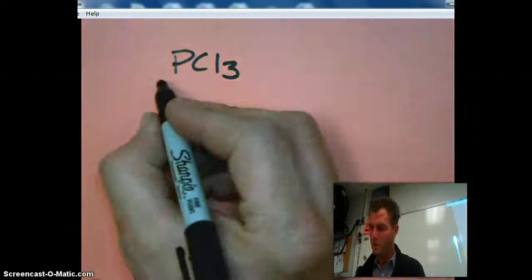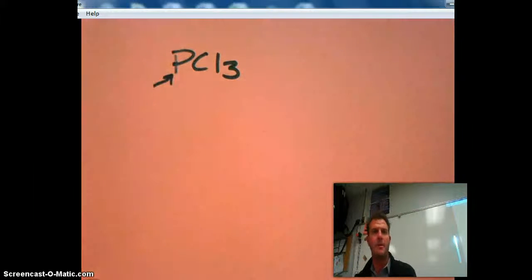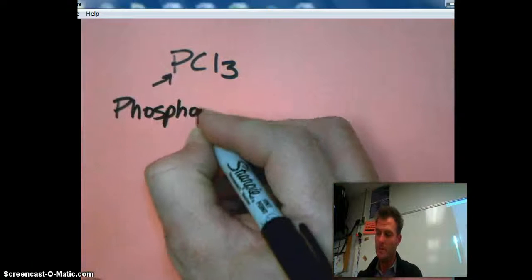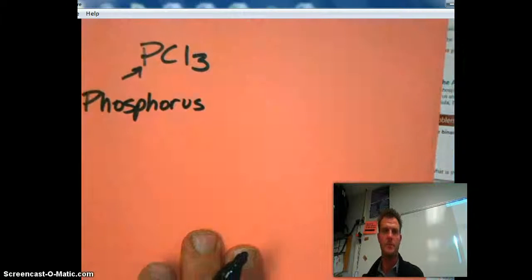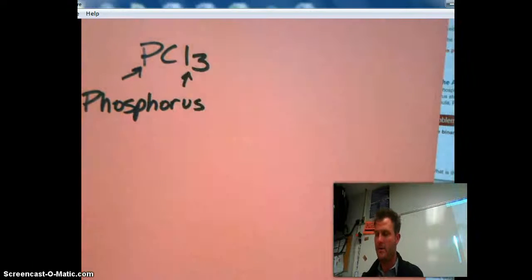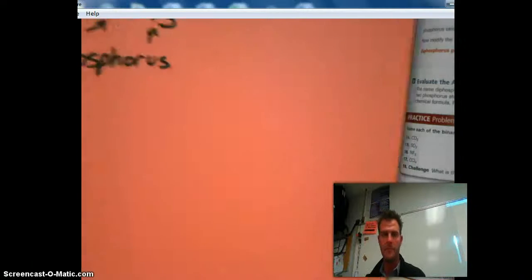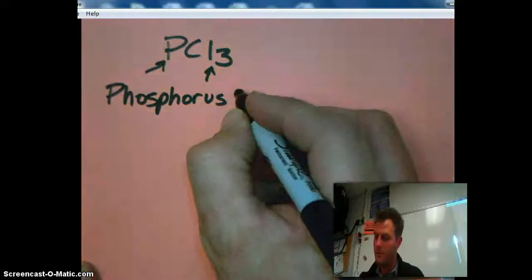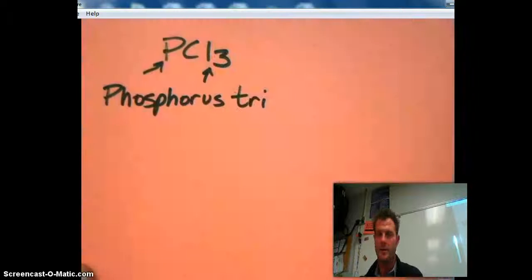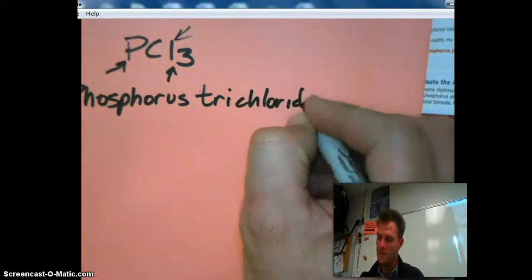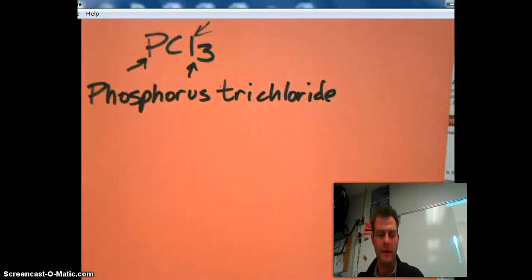PCl3. So again, we have one atom here. We aren't going to use the term mono on it, so we would just name it phosphorus. Now, how many atoms of our second element do we have? We have 3. So we would come over here and say, okay, here's 3. It's tri. So we're going to use tri. And what is the name of that element? Phosphorus trichloride.